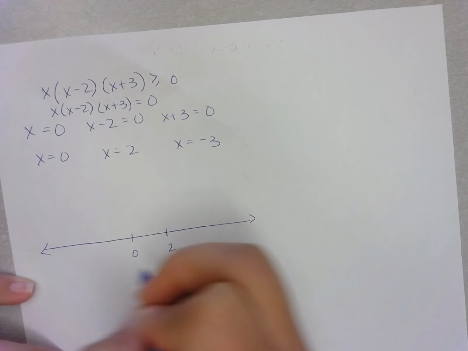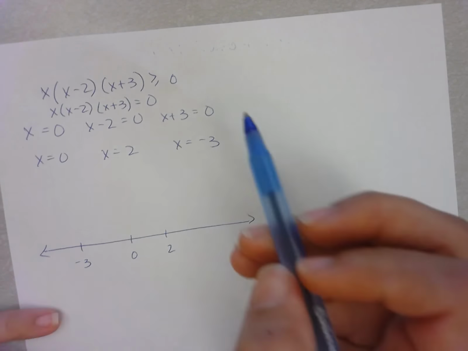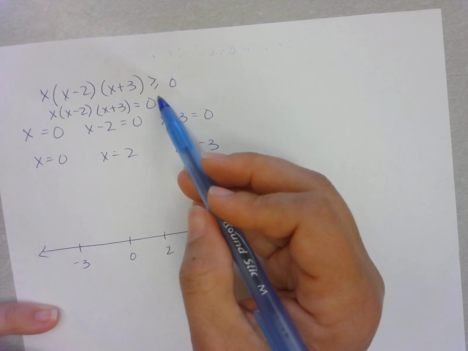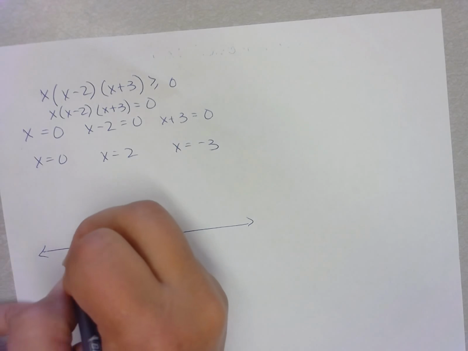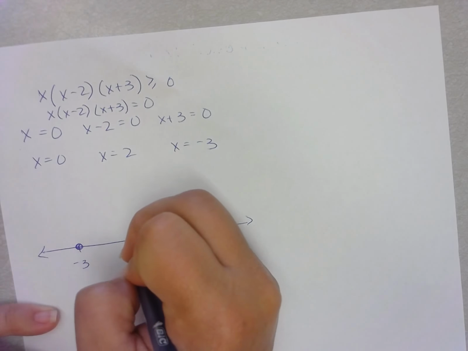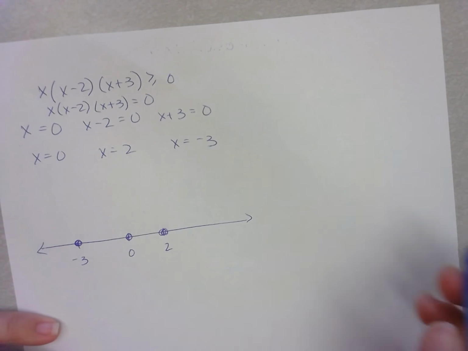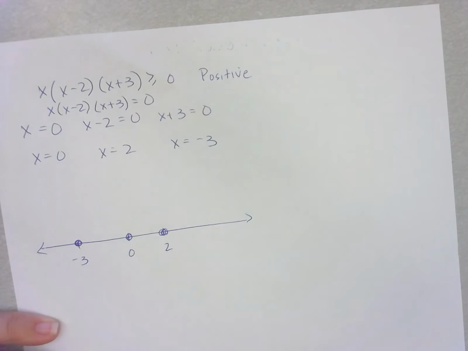I'll make that the 2. Negative 3 should be a little farther away. All right, so this is greater than or equal to 0. So let's think about this again. That means that places where it is 0 are going to make it true, so the 3 solutions that I found so far are part of my solution. And then greater than or equal to 0 means I'm looking for positive answers.